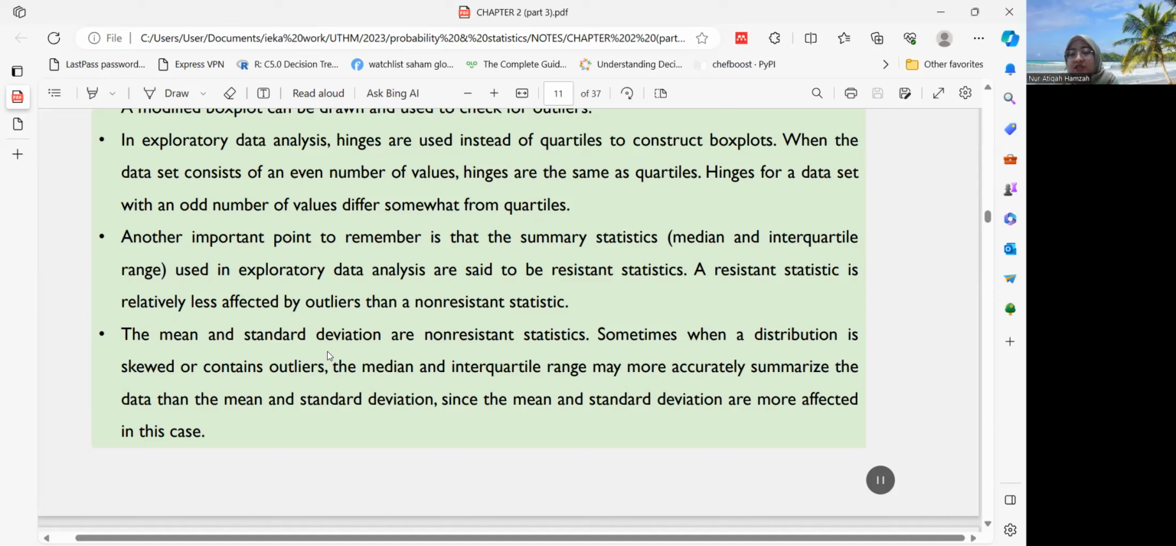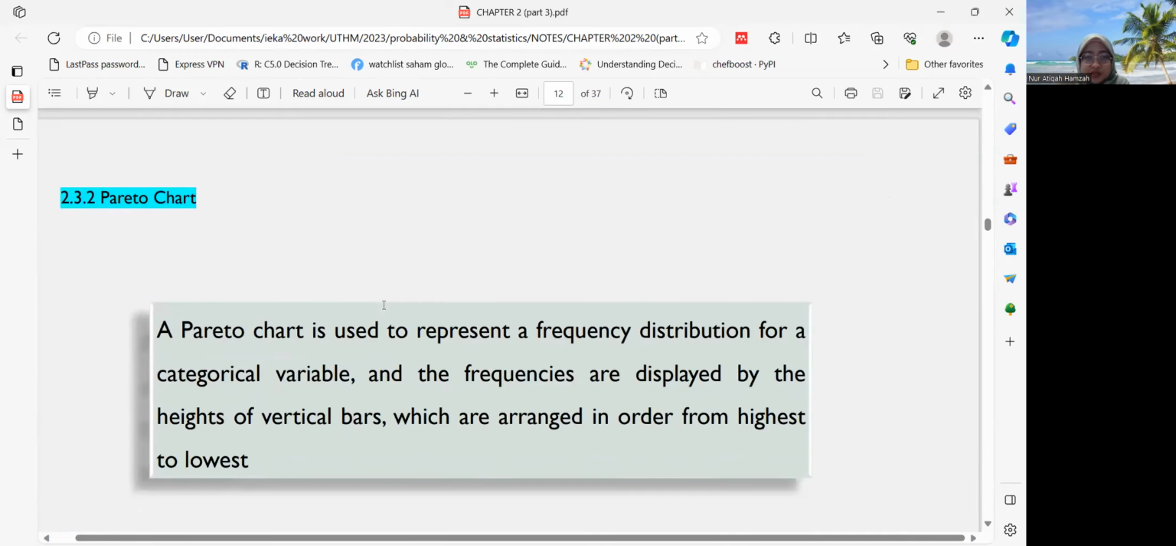Manakala untuk standard deviation juga, sebab standard deviation ni guna nilai mean. Sebab itulah efek daripada mean tu, standard deviation juga adalah dalam kategori non-resistant statistic. Okay. Dia ada hubung kait di situ.